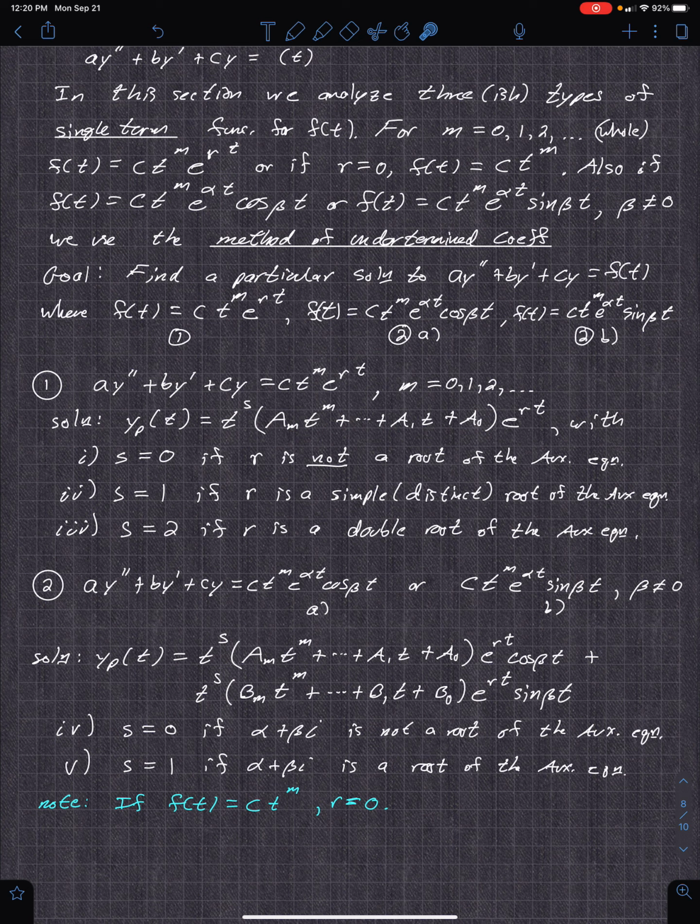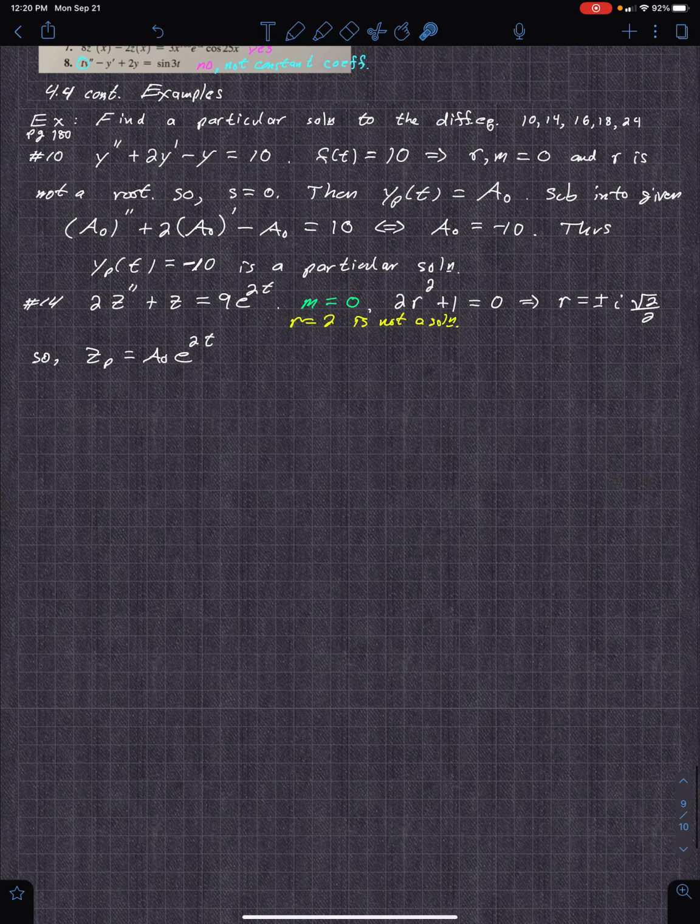So let me show you again. For 14, what was it? It was 9 e to the 2t. So s was 0, right? So coming back, or I'm sorry, m. m is 0, so it's just a naught. So that's all you're getting. Okay, so that then is your particular solution that will solve for a naught. Okay, so now substitute and solve.